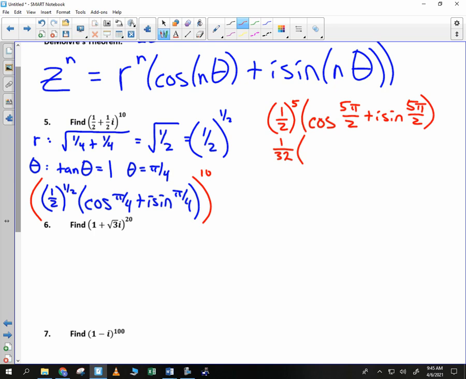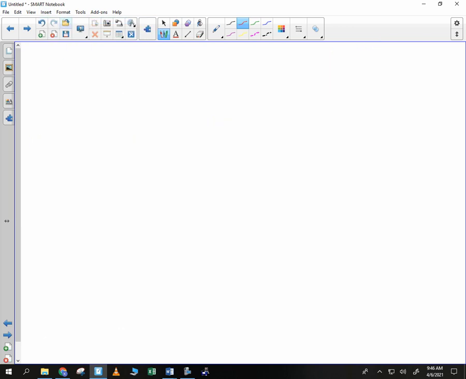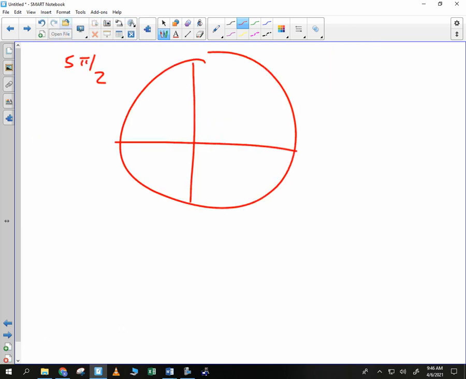Here's where sometimes people fight me. Please don't fight me on this one, okay? I need to just sidebar here for a second. We got 5 pi over 2. Just need to help you see the visual of what's going on. Everybody agree that that's 1 pi over 2? 2 pi over 2? 3 pi over 2? 4 pi over 2? 5 pi over 2. So that's the same location as just pi over 2, right?